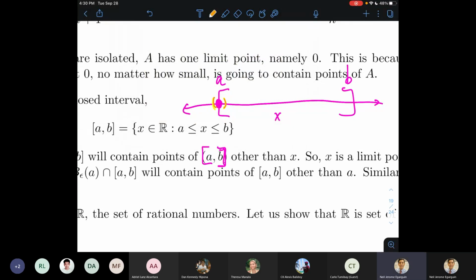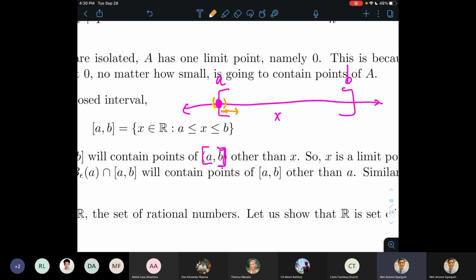This epsilon neighborhood is guaranteed to contain other elements of the closed interval AB aside from A. Kasi pag nag-drawing ka ng epsilon neighborhood, automatic na kailangan mong kumuha ng elements mula sa kanan ni A. And you need to do that however small the epsilon is, laging may mahagip ka na elements ng closed interval. Kasi nagmo-move ka pa kanan para mabuo yung epsilon neighborhood.